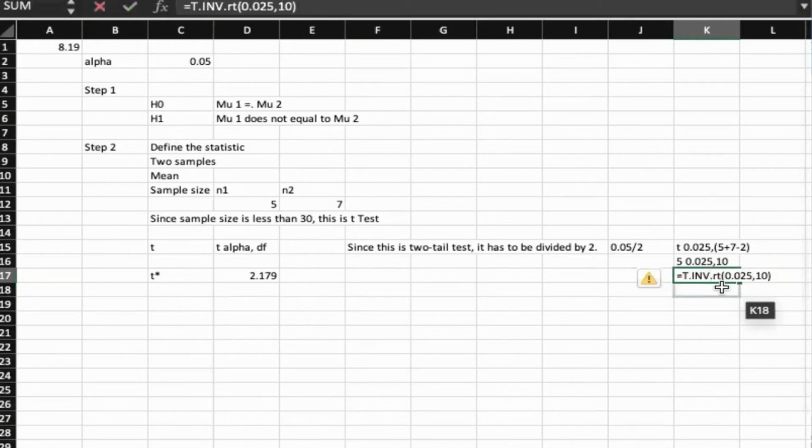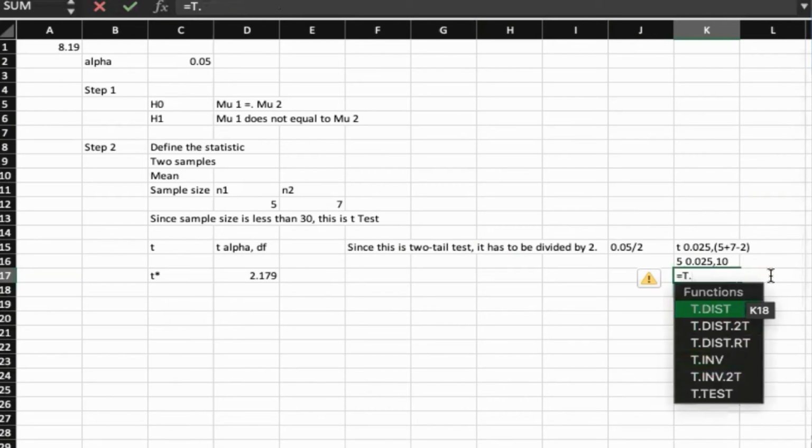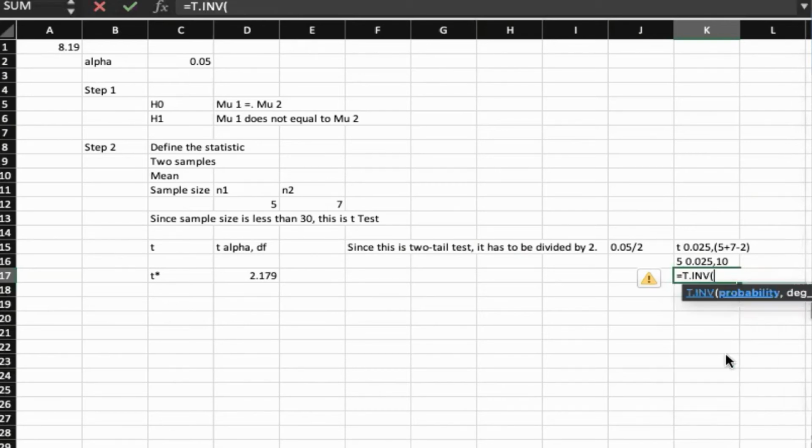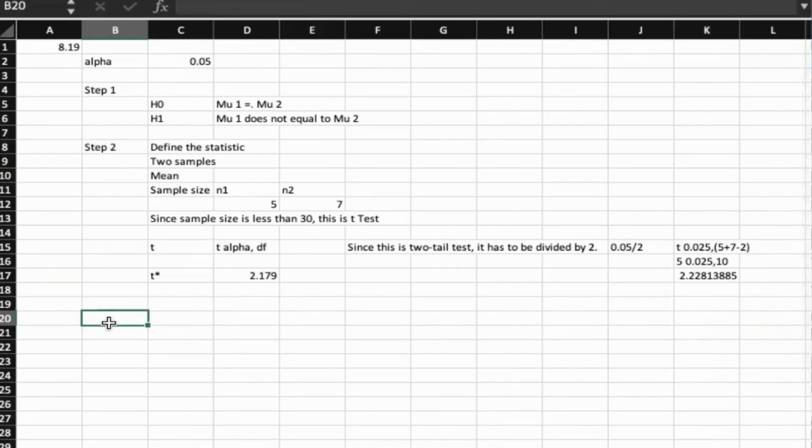Maybe not. T inverse function, probability 0.025 and 10. What happens? Yeah, the same. Oh, it's a left tail test then. I think we have to go for T inverse two-tail test and put alpha as 0.05, and it'll give you the answer. Yeah, 2.28. All right, so step 4.